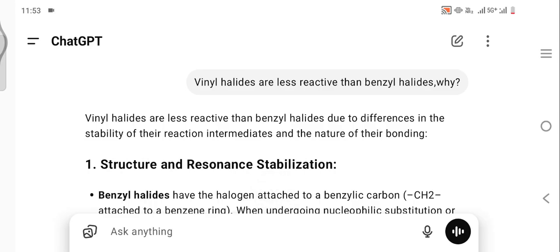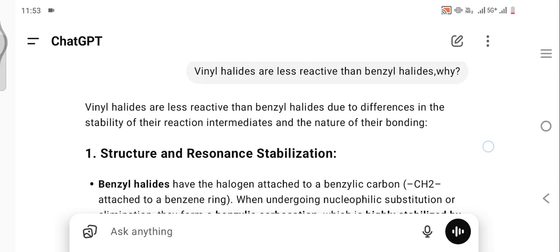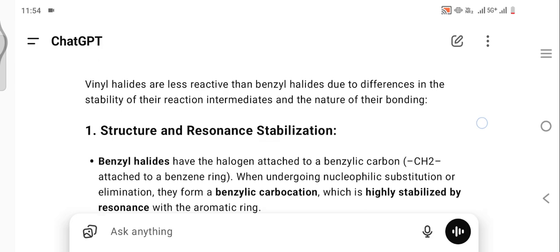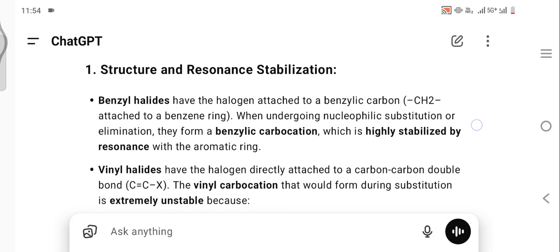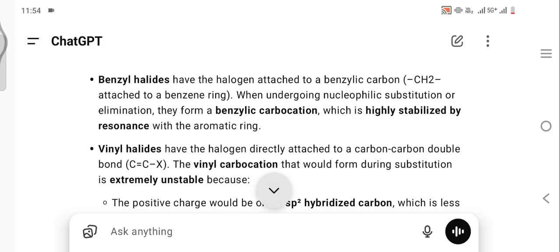Vinyl halides are less reactive than benzyl halides due to the difference in the stability of their reaction intermediates, the nature of their bonding structure, and the resonance stabilization. Benzyl halides have the halogen attached to the benzylic carbon. When undergoing nucleophilic substitution or elimination, they form a benzylic carbocation which is highly stabilized by resonance with the aromatic ring. A vinyl halide has the halogen directly attached to the carbon-carbon double bond.